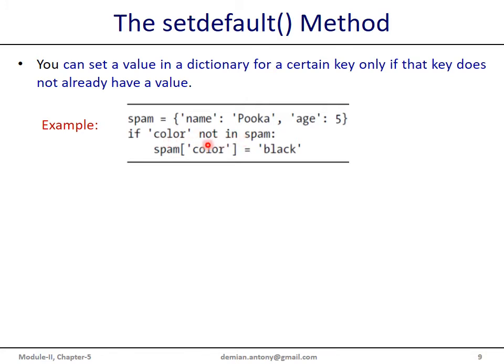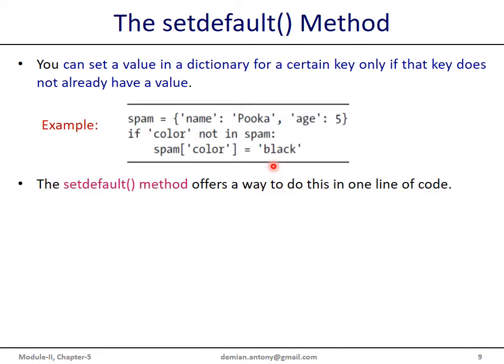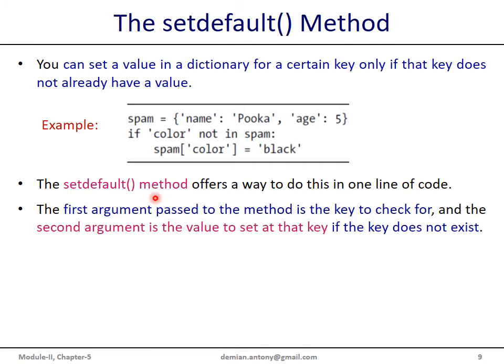And if this key is not present in a dictionary, then use an assignment statement along with the index operator to add a new key and its associated value like this: spam['color'] = 'black'. And the same two-line code can be replaced with a single line of code with the help of the setdefault method. What is this method?